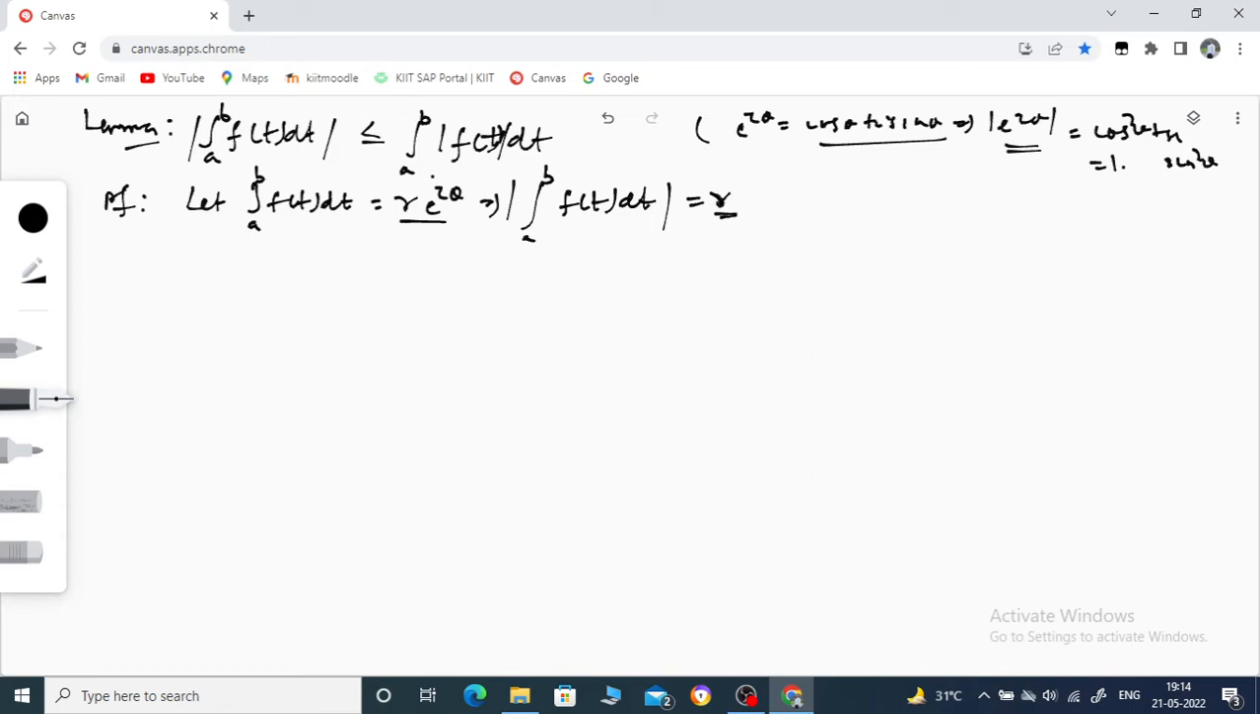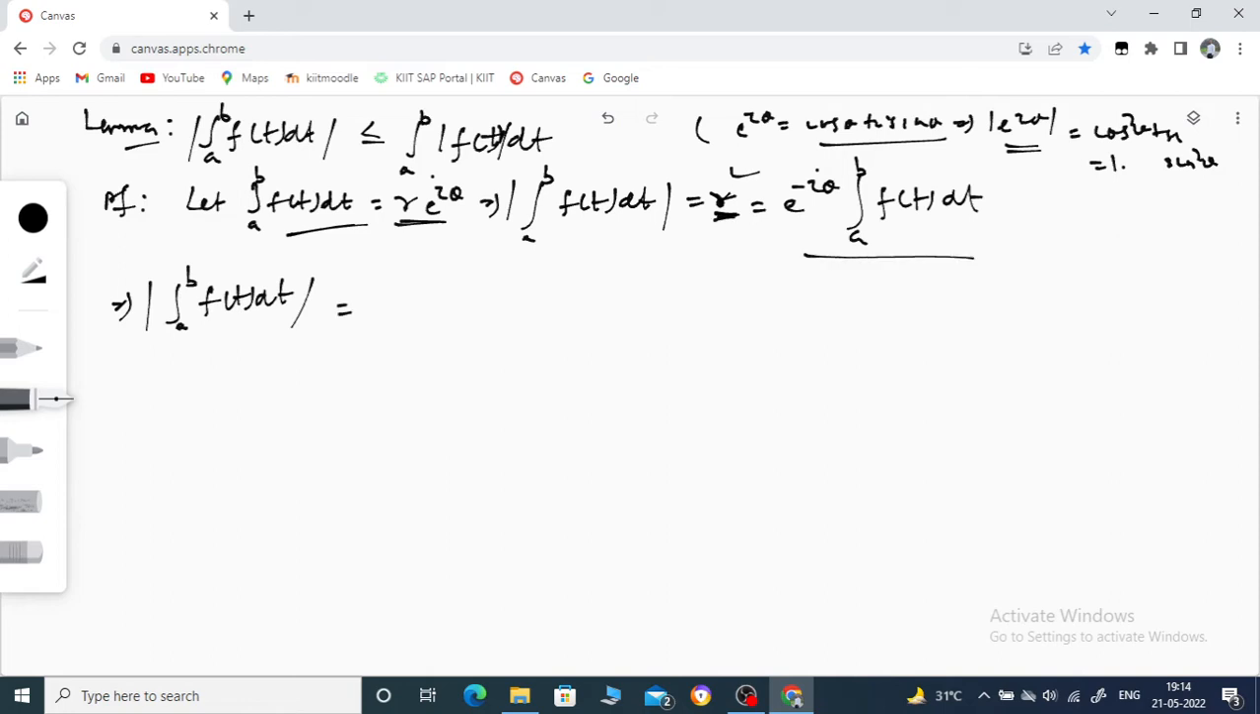This is r. So if r times e to the power i theta is this one, what will r be? This is e to the power minus i theta into integration from a to b f of t dt. Okay, so r is a real number. On the left this is the modulus of integration from a to b f of t dt, and on the right this is r, a real number, while this is a complex number.